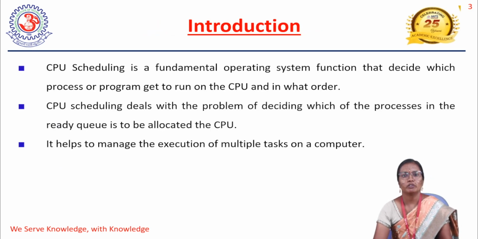First, we will see what is meant by CPU scheduling. CPU scheduling is one of the fundamental operations of the operating system, which deals with deciding which process we have to select from the ready queue. In the ready queue, many processes are waiting for execution by the CPU. From that, only one process will be selected by the scheduling algorithm. That process will be assigned to the CPU for execution. So the scheduling algorithm helps to manage execution of multiple tasks on a computer.